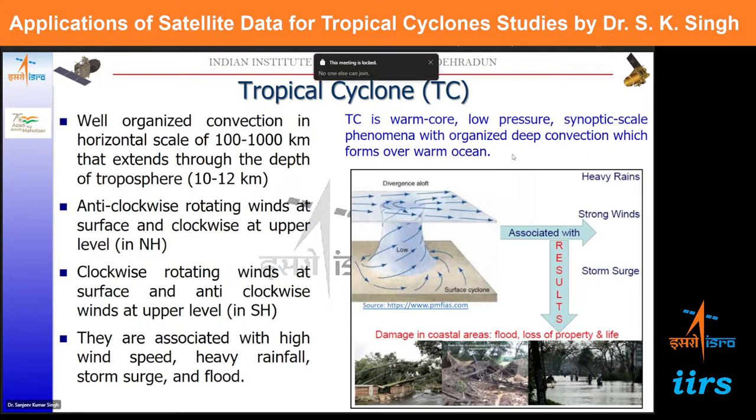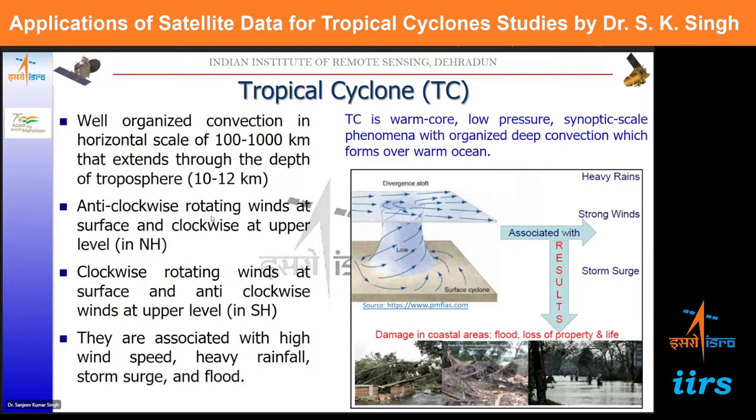Synoptic scale phenomenon means the tropical cyclone extends over a large scale in the atmosphere. Also in the tropical cyclone there will be deep convective cloud. Inside the tropical cyclone there is a dense cloud, and it forms over the warm ocean. Another feature is that it can extend vertically up to 10 to 12 kilometers in the troposphere. So it is not only a horizontal phenomenon, it is a vertical phenomenon also. At a horizontal scale it can extend 100 to 1000 kilometers, and vertically it can go up to 10 to 12 kilometers.